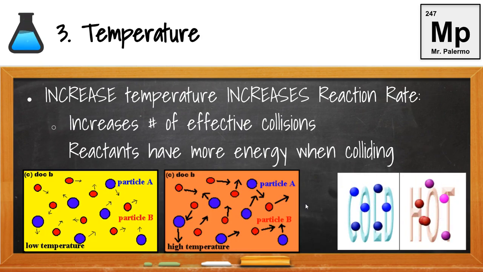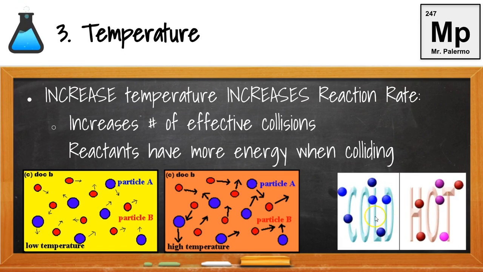The next factor is temperature. When we increase temperature, we're going to increase our reaction rate as well. And again, this is due to the increased number of effective collisions, as well as the reactants having more energy when colliding because they are moving faster. They have more kinetic energy.